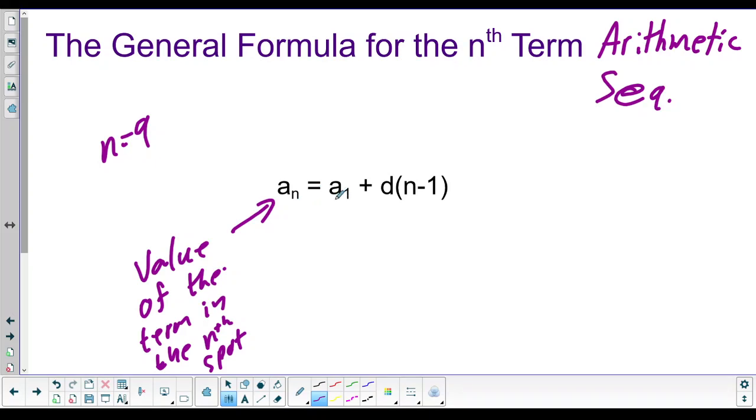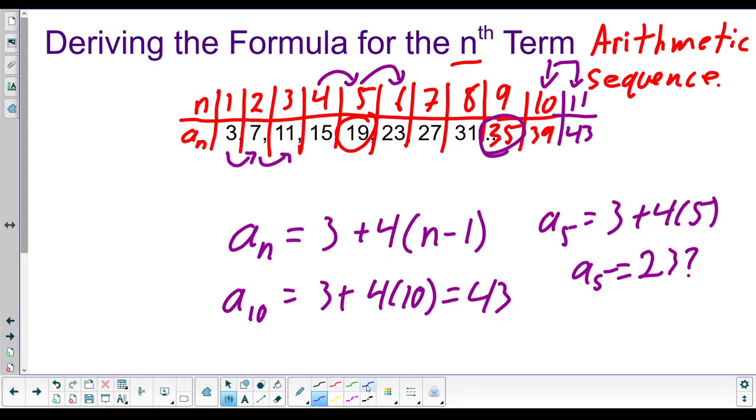Okay, a1, this is your starting term. This is the first term. Value of the first term. Okay, now let's go look at our formula. That's what this was right here, right?